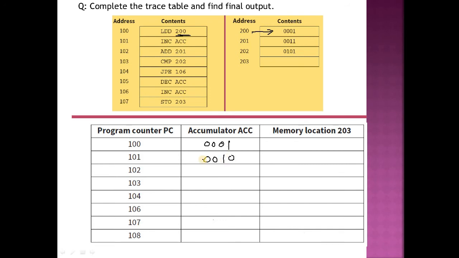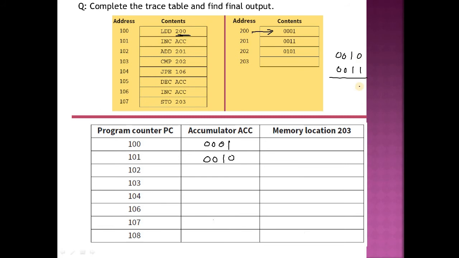Then add 201. The value of the accumulator and the value at memory location 201 will both be added. At present in the accumulator we have 0010 and this value is 0011.